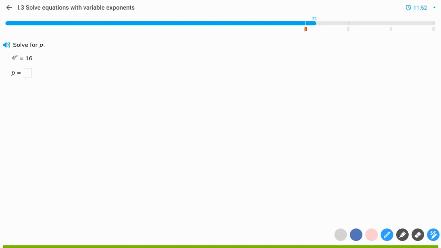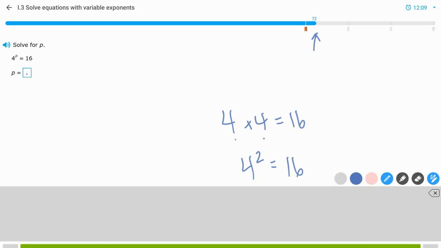So you can see even at the 72nd percentile, they're still throwing in just some basic facts questions. 4 times 4 is 16. So that tells me my exponent is just 2. 4 to the 2nd power is 16.